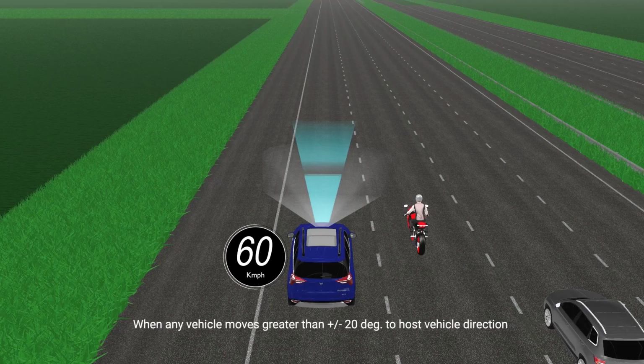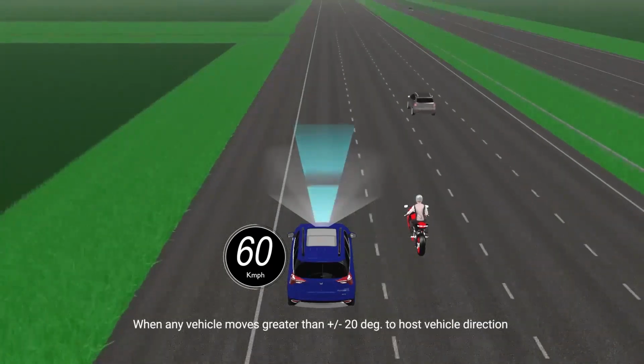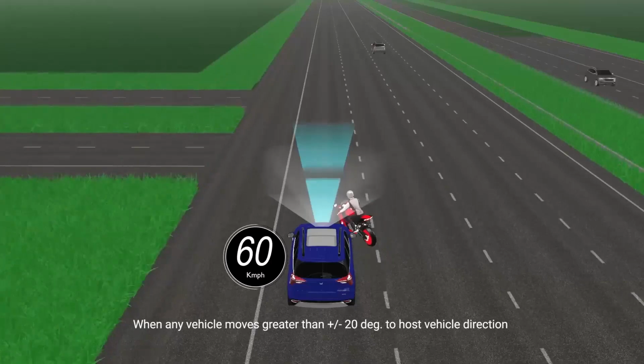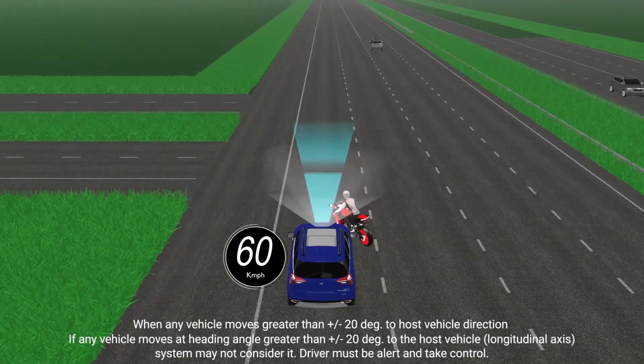Collision mitigation system limitations. When any vehicle moves greater than plus or minus 20 degrees to the host vehicle direction. If any vehicle moves at a heading angle greater than plus or minus 20 degrees to the host vehicle, the system may not consider it. Driver must be alert and take control.